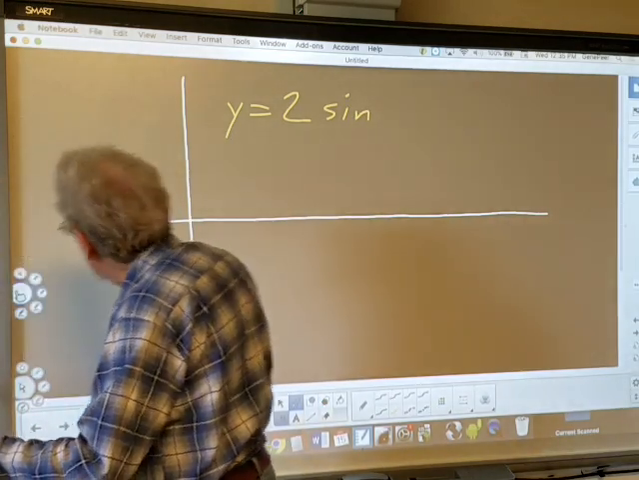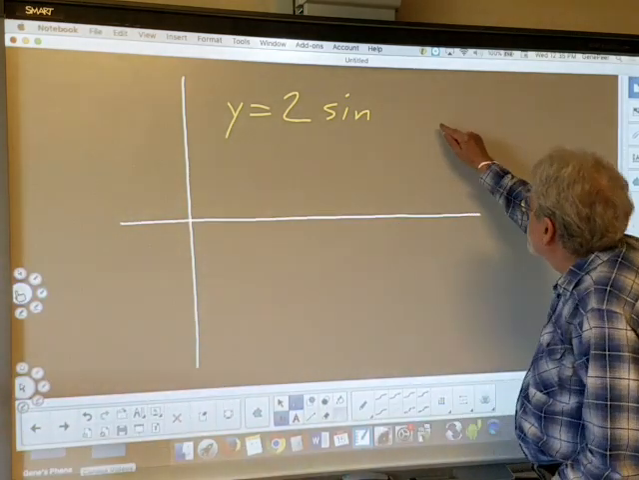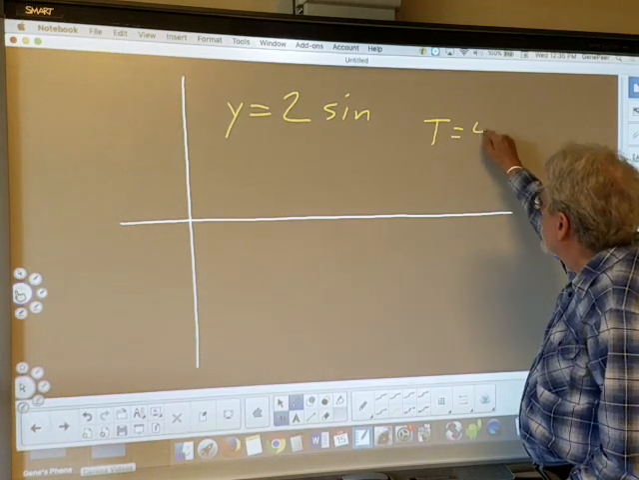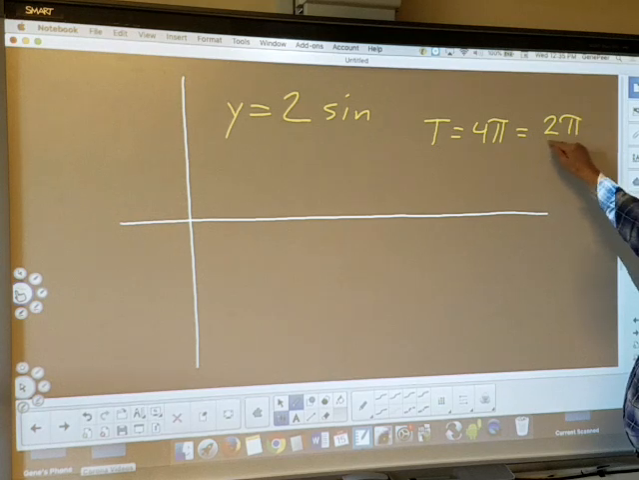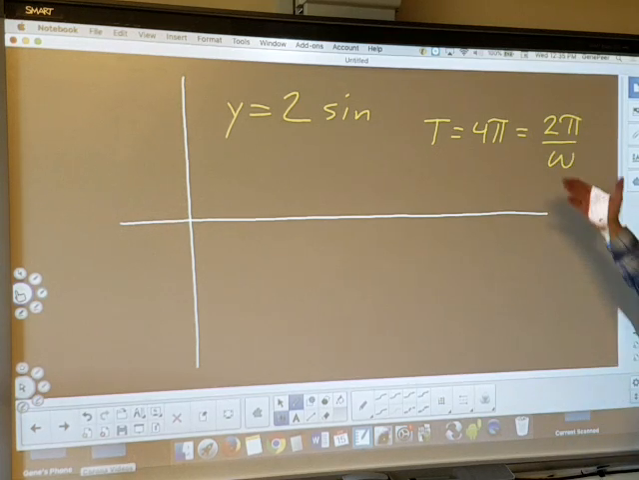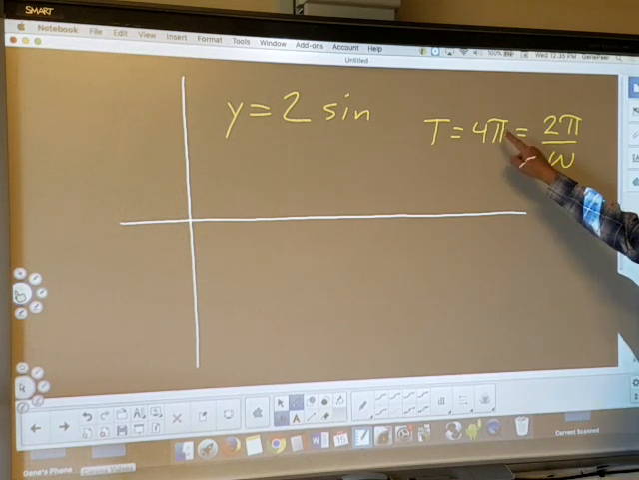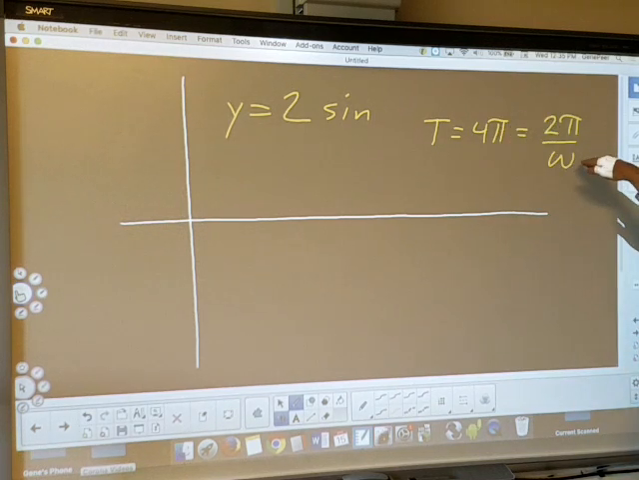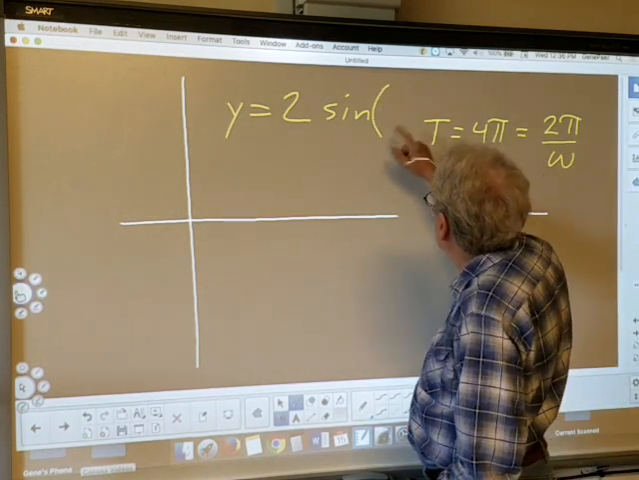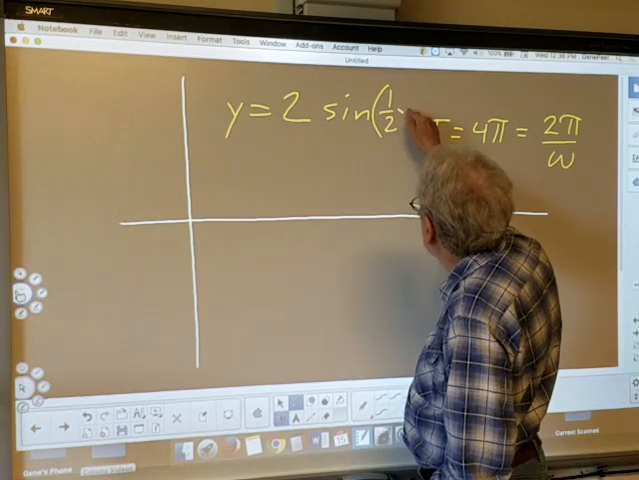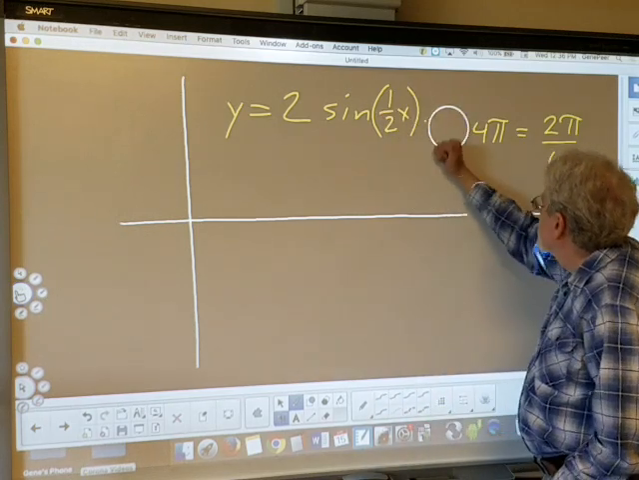We're told the period is 4 pi. So the period is 4 pi, which equals, always, 2 pi over omega. So we just solve this for omega. If we multiply by omega, divide by 4 pi, the pi's cancel, we're left with 1/2. So the omega value is 1/2, and there we have it.